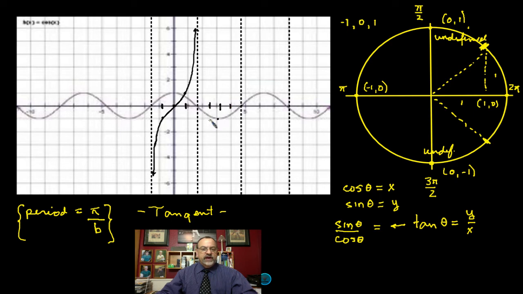At the first 45, we're at -1. At the next 45, we're at 0. And then at this 45, we're at +1. And it comes through and repeats this pattern as we go this way and this way.